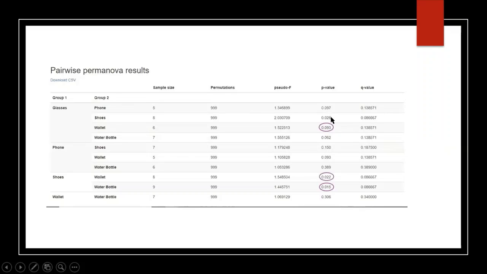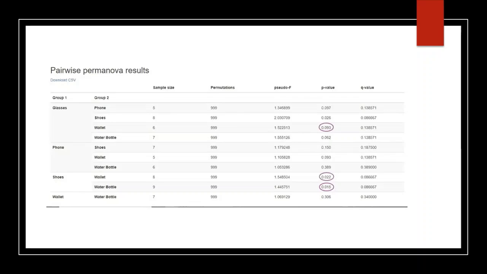The PowerPoint itself was working, but during this recording, and the recordings before that, for whatever reason, the 0.026 was not circled. Anyway, we do have 3 instances of significant difference, so less than 0.05, and all of them occur within the shoes. So it does appear that the inside of the shoes do have some level of difference from the rest of the data in terms of the types of microbes that are living there.